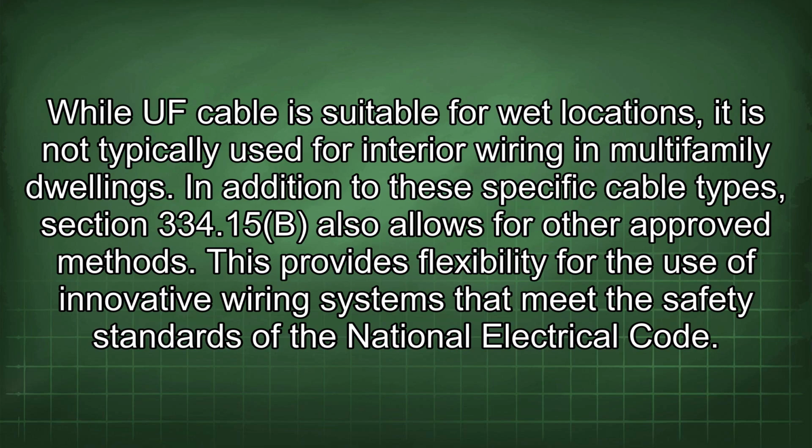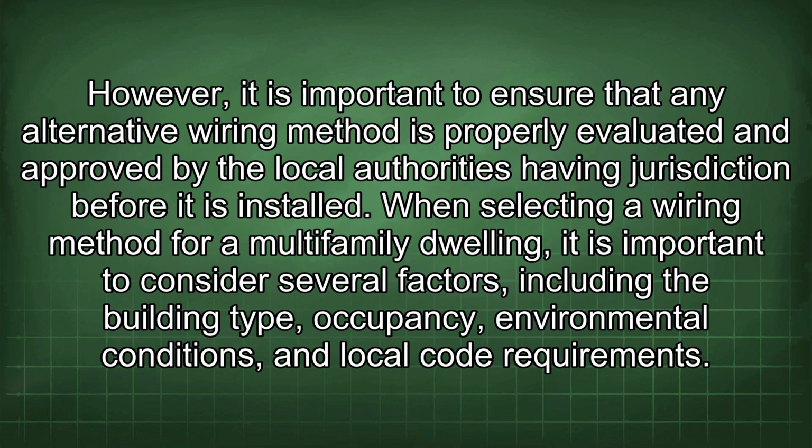In addition to these specific cable types, Section 334.15b also allows for other approved methods. This provides flexibility for the use of innovative wiring systems that meet the safety standards of the National Electrical Code. However, it is important to ensure that any alternative wiring method is properly evaluated and approved by the local authorities having jurisdiction before it is installed.